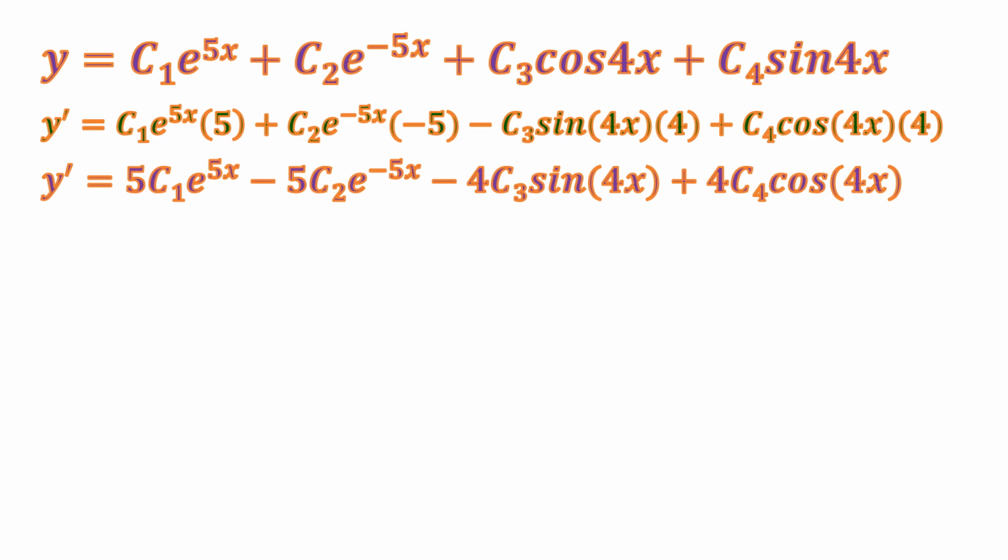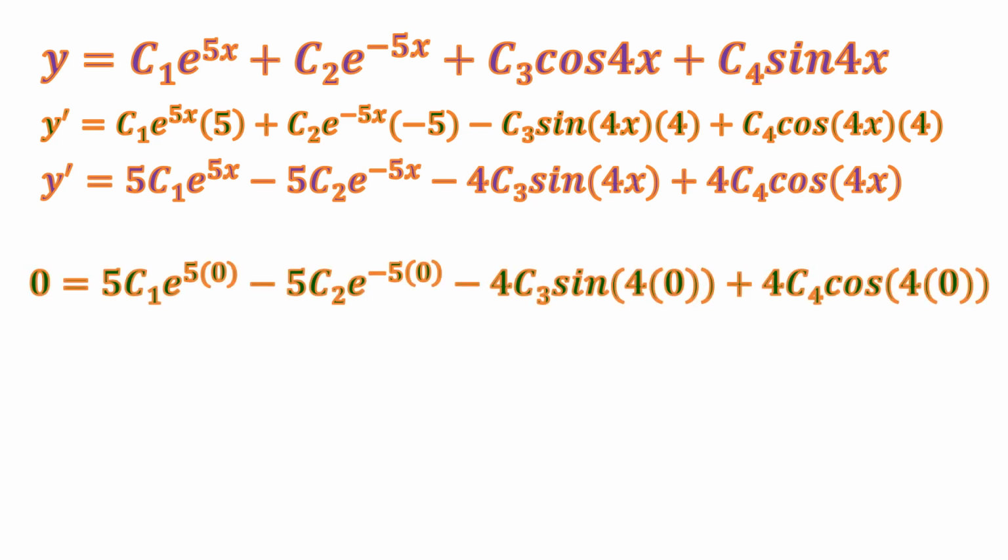Then we are going to arrange the numbers. The times 5, we're going to put it beside a constant. And also the negative 5, we're going to put it beside the c sub 2. Also the 4, we're going to put it beside c sub 3. And the 4, we're going to put it beside c sub 4. So it's actually the same as the green one, but it's better that you arrange it to avoid committing mistakes.